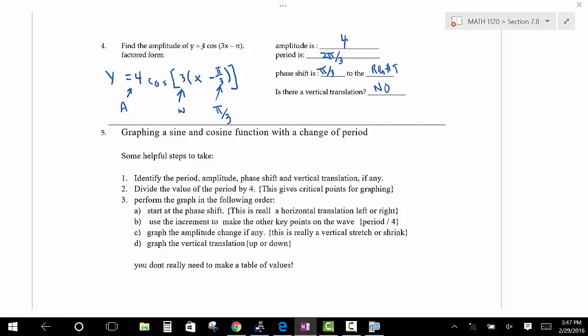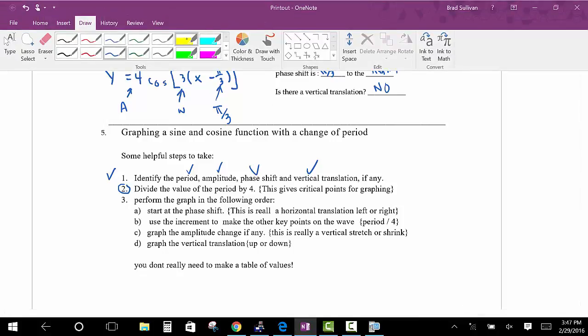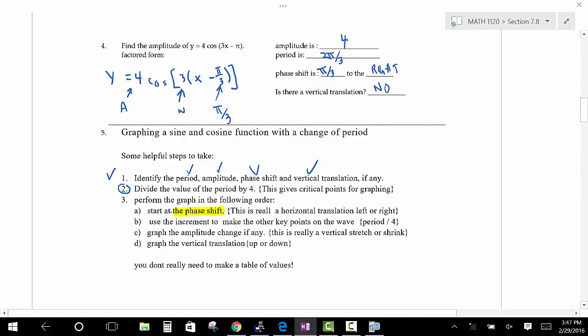So what this is saying right here, you don't really need to write anything on this. If you're going to graph something that has a change of period and multiple transformations, you always want to start these problems by doing what we just did. Identify the period, the amplitude, phase shift, vertical translation. Identify whatever you have. When you find the period, this is something we've already talked about, divide it by 4 to figure out how to break up the x-axis in an effective way. And then this is a real key thing right here. This is one of the real keys to doing this, is start at the phase shift.